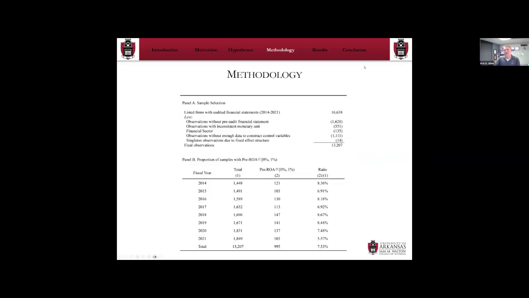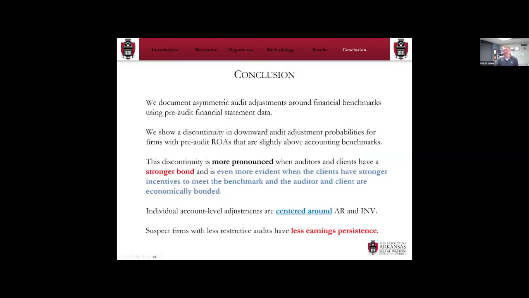So in conclusion, in our study, we basically document that auditors seem to not want to adjust their clients below 0, especially when they're economically bonded. That's the idea behind it. Especially when there's an economic bonding there, auditors don't seem to be as independent as we'd like them to be. Okay, I think it's a cool paper.